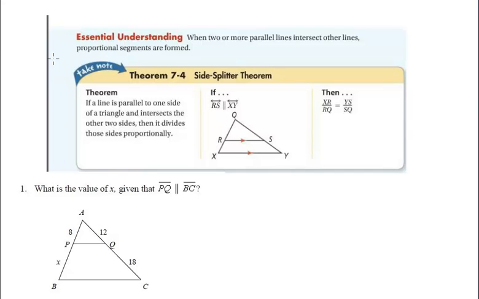Okay, this is problem number 1, and this uses theorem 7-4, which is called the side splitter theorem, which seems kind of silly, but all it's doing is splitting these sides. So it just tells us if a line is parallel to one side of a triangle and intersects the other two sides, then it divides those sides proportionally. And this is our example up here.